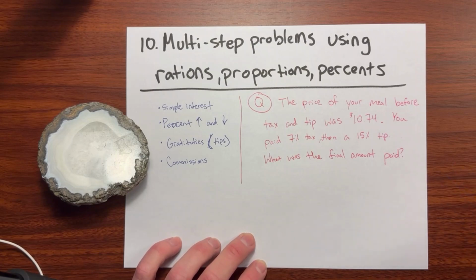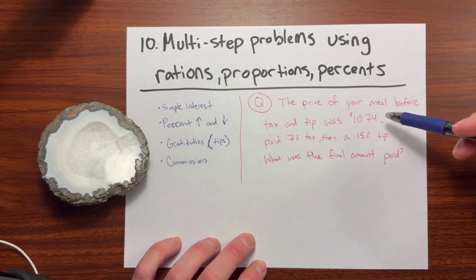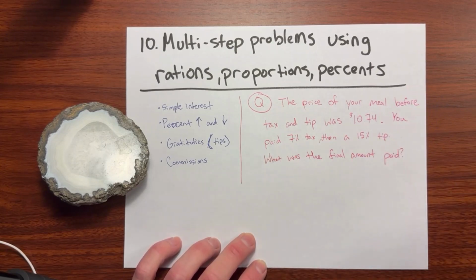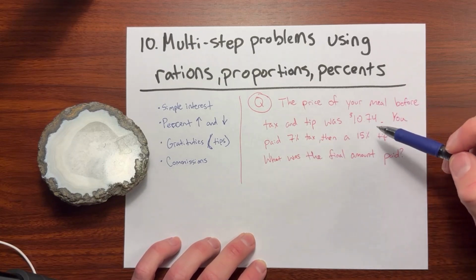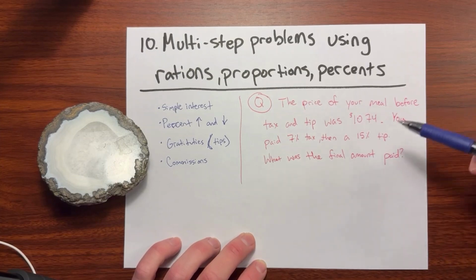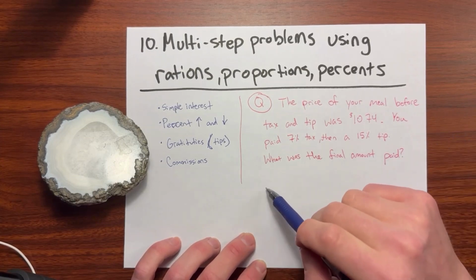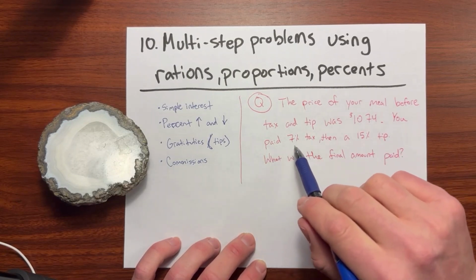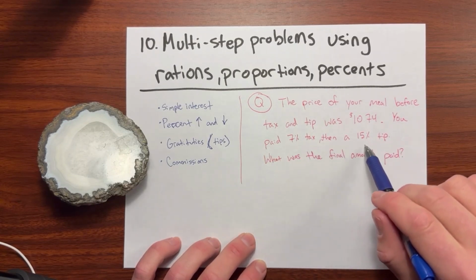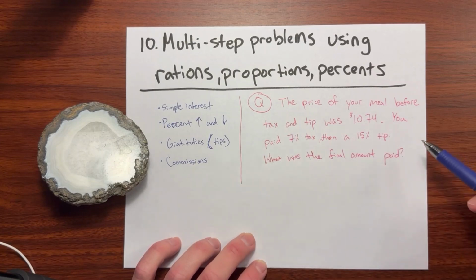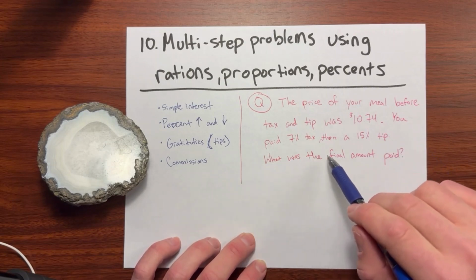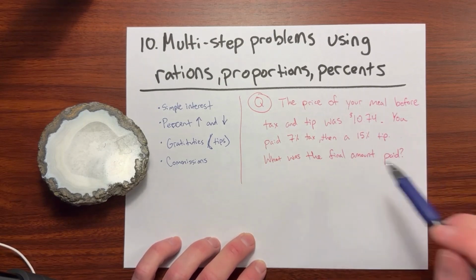I really like this problem because you need to read carefully and follow the order that they're describing. So you start off with 1074, and you may be tempted to take 7% of 1074 and 15% of 1074, add all that together and get the answer. And I'm sure that one of those multiple choice answers is going to be that. But what you need to see is that you paid a 7% tax, then a 15% tip. The price of your meal before tax and tip was $10.74. You paid 7% tax, then a 15% tip. What was the final amount paid?